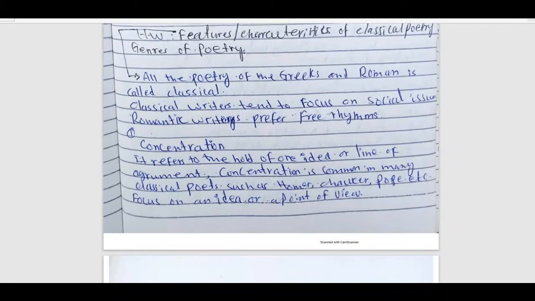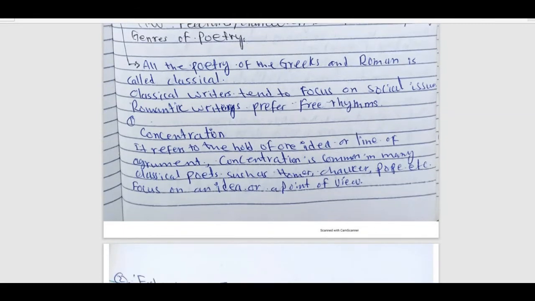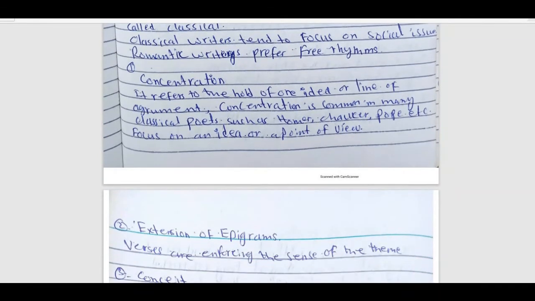So features, we'll discuss all the poetry of the Greek. So classical poetry is the poetry of Greek and Roman. That is called classic. Classical writers tend to focus on social issues, and romantic writers prefer free rhyming. Okay, poetry is written not in prose, sorry, but in verse form. Poetry is written in verse. Okay, and rhyming is there, yes, in poetry.